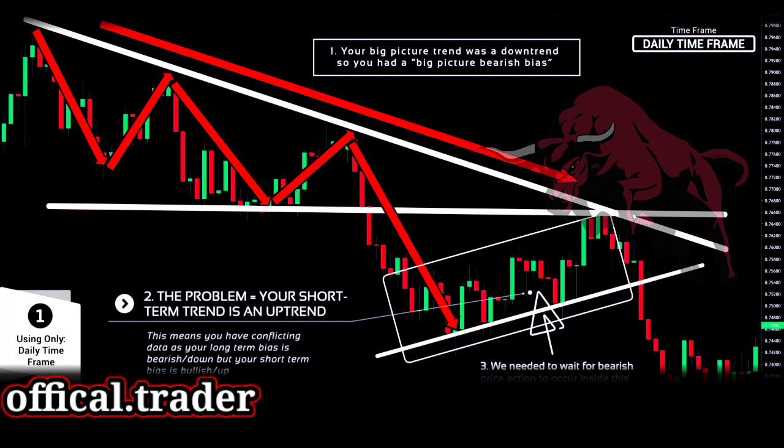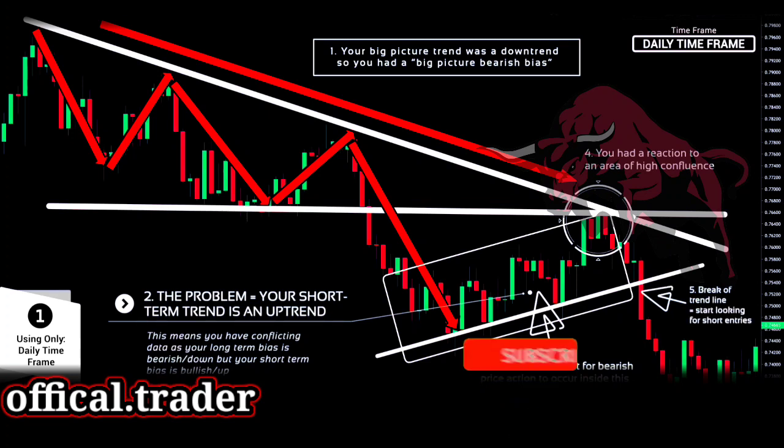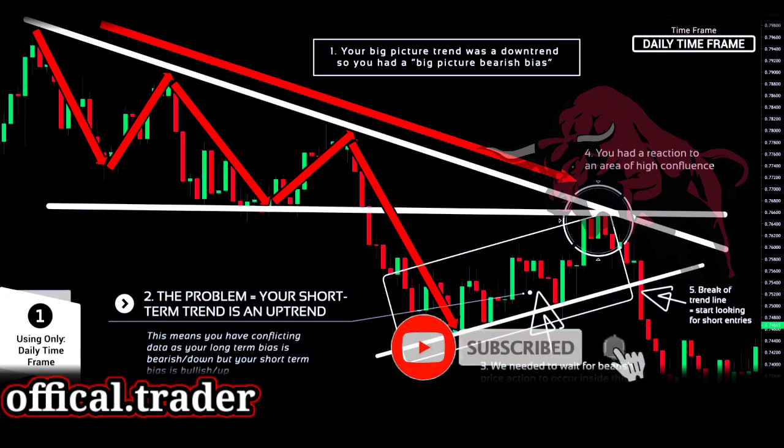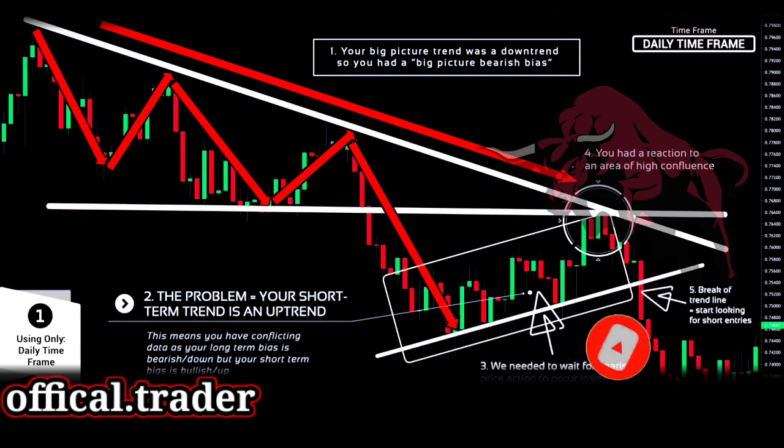Your bearish price action then came in 2 parts. The first was a reaction to the access point and area of high confluence, but more importantly, the confirmation of this was through the break of the short-term trend line. And at this point, the short-term trend was bearish to match the big picture bearish downtrend. You could then take a trade on the break of the trend line, a trade through the intraday timeframes, through a momentum play, or using any of the other strategies, as you now have your directional bias confirmed as short or down.